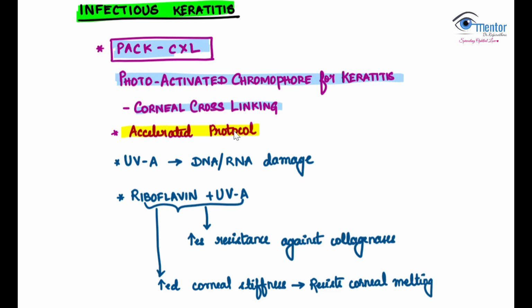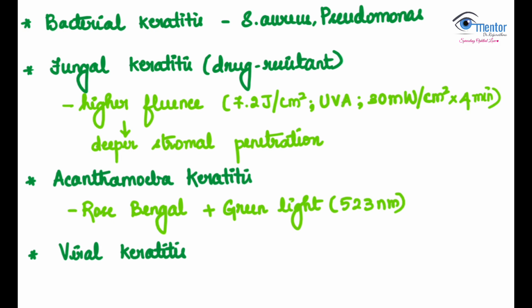So UVA is known to cause DNA and RNA damages in the microbes in various organisms. And this combination of riboflavin plus UVA increases the resistance against collagenases in the cornea, and the increased corneal stiffness in itself resists corneal melting. Now, what are the instances where PAC-CXL is used in infectious keratitis? In bacterial keratitis, there are studies where they've used it against corneal ulcers caused by Staph aureus and Pseudomonas aeruginosa.